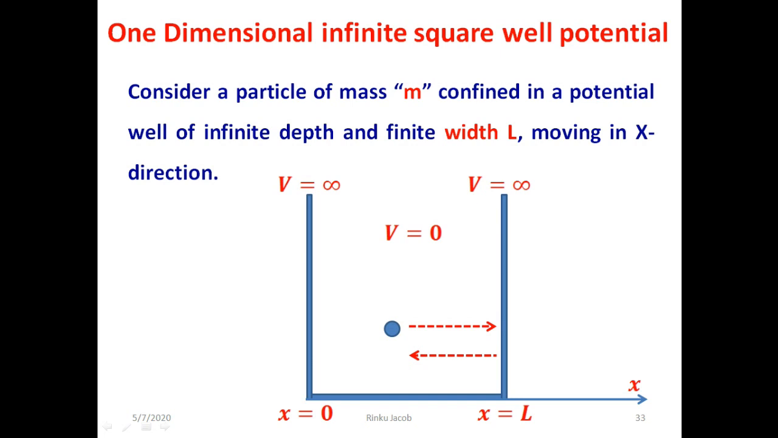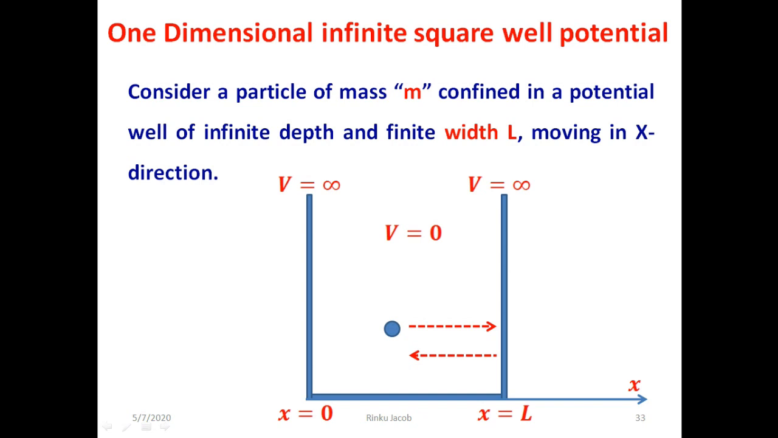So at the origin, x equal to 0, and at a distance away from the origin, say at x equal to L, the potential is infinity. That means the particle can never cross or stay at x equal to 0 and at x equal to L due to the infinite potential it faces. So the particle is trapped in between x equal to 0 and x equal to L. Otherwise we say the particle is trapped in a potential well.